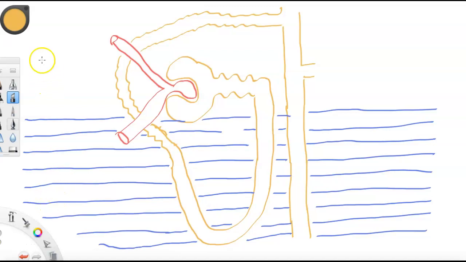All right, so now we need to talk about the loops of Henle. So the loops of Henle, we know we got the descending and the ascending loops of Henle. And filtrate comes into the proximal convoluted tubule here from the capsule, and then it goes down the descending loop and then back up the ascending loop to get to the distal convoluted tubule.